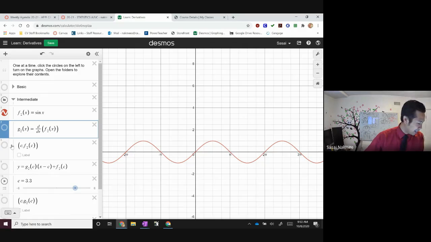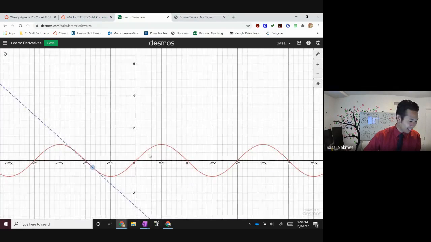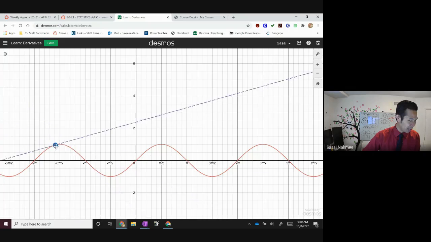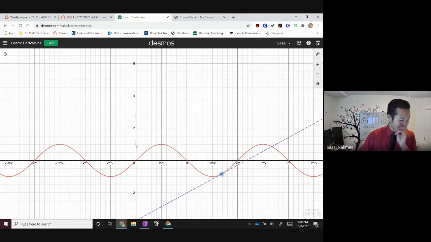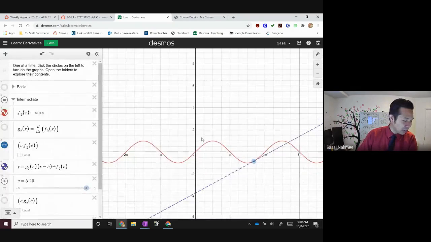So here's my dot, and here is my tangent line. You can see it going all the way across here. It works all the way over here, and all the way over there. And I can actually tell Desmos here to graph the value of this slope.